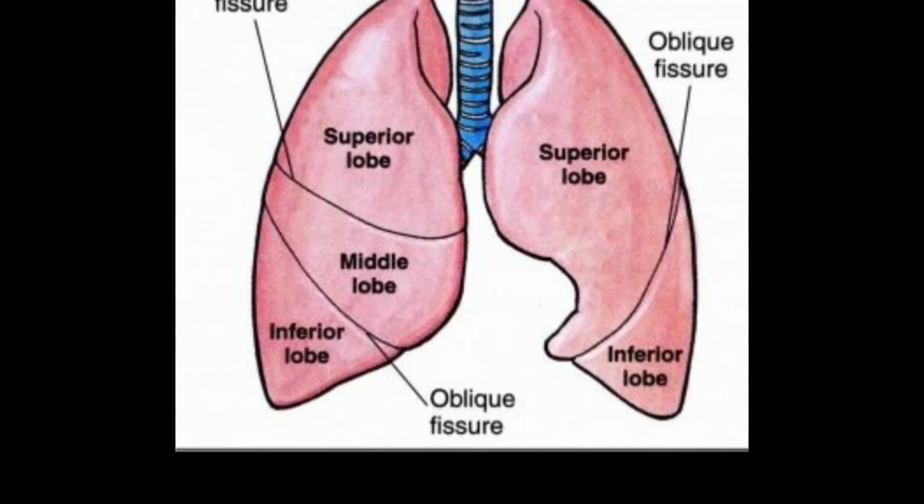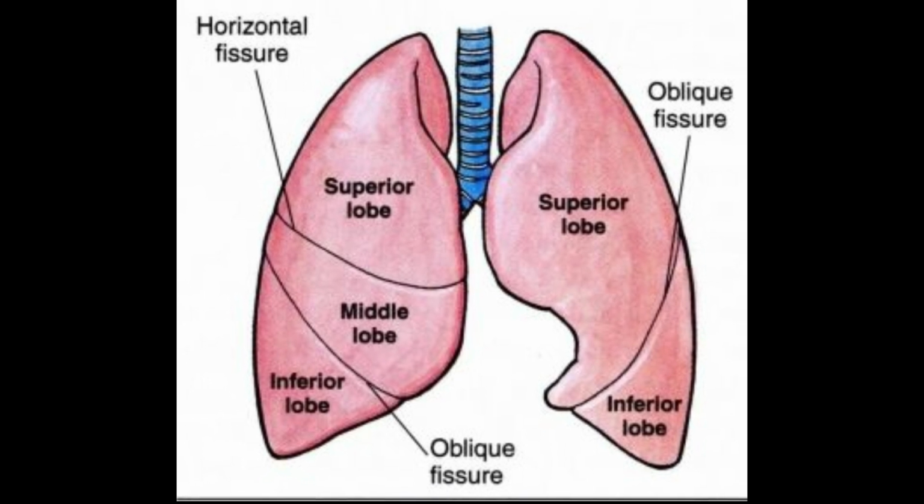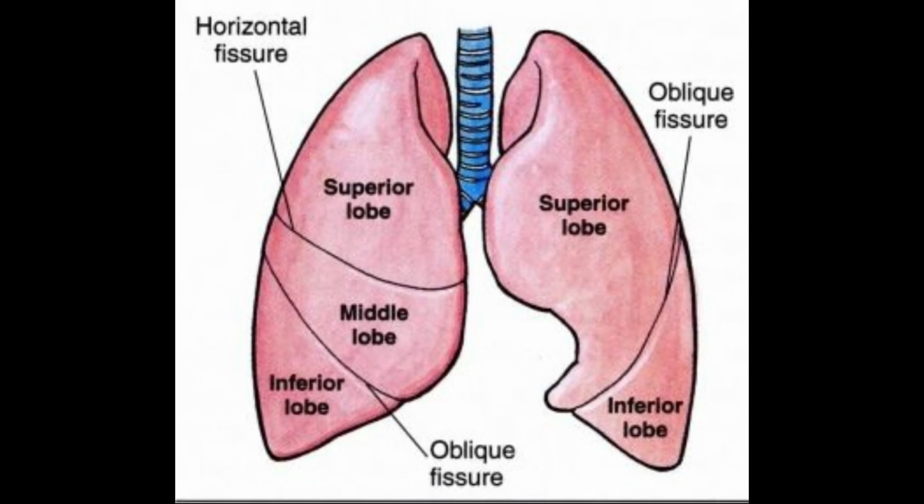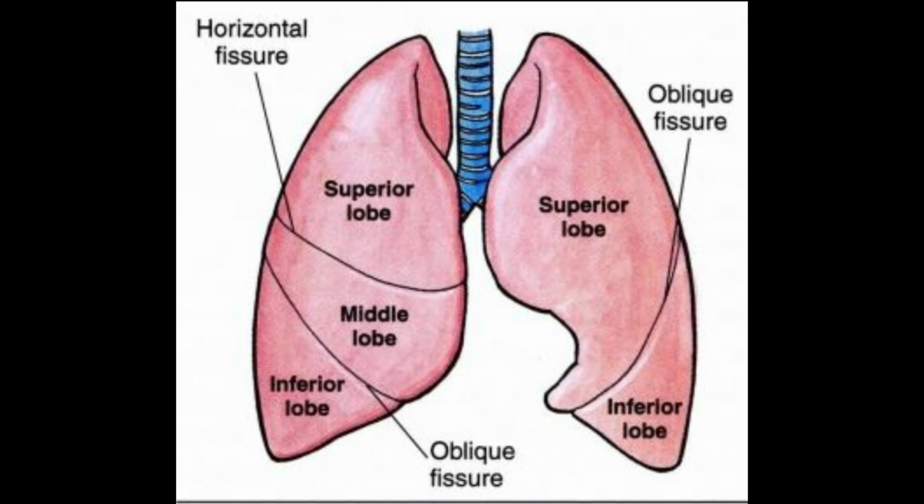F for fields, such as lung fields. In this picture you can see lobes of lung. Right lung has three lobes, superior, middle, and inferior, divided by oblique and horizontal fissure. On the other hand, left lung has two lobes, superior and inferior, divided by oblique fissure.